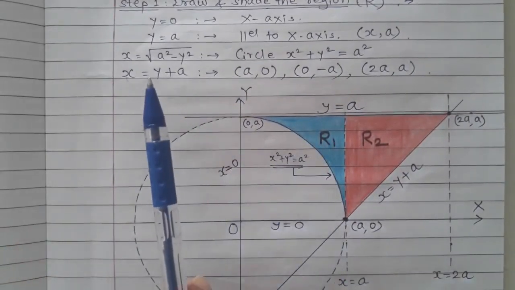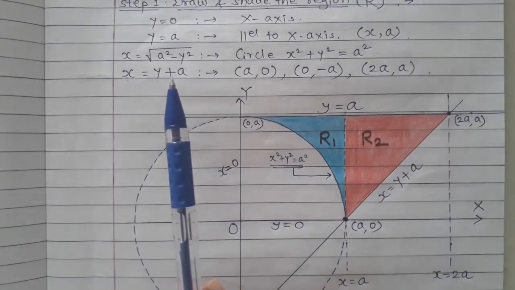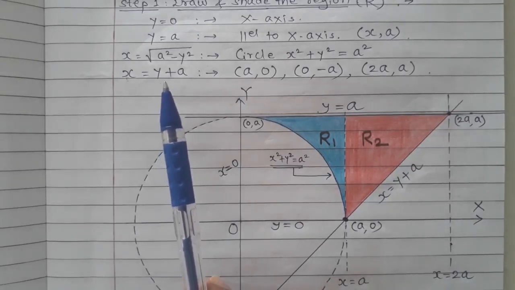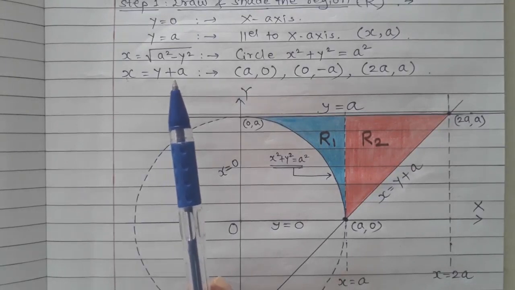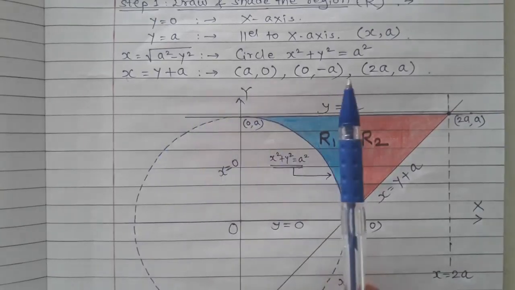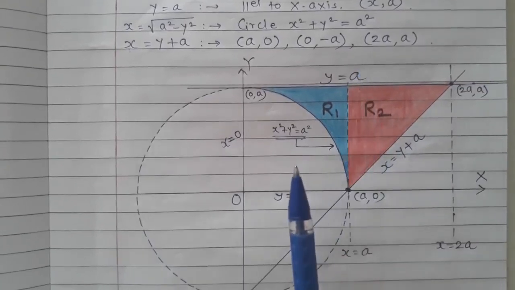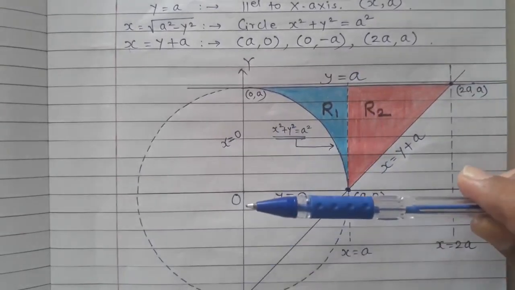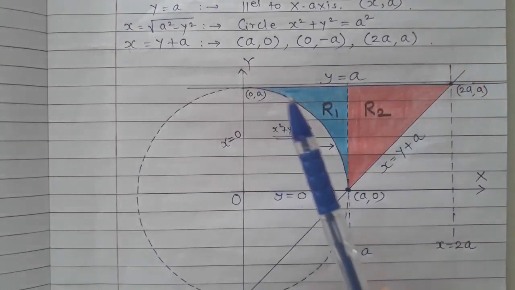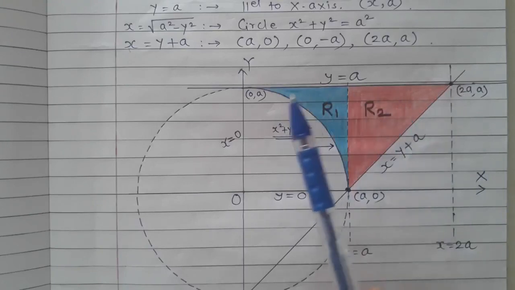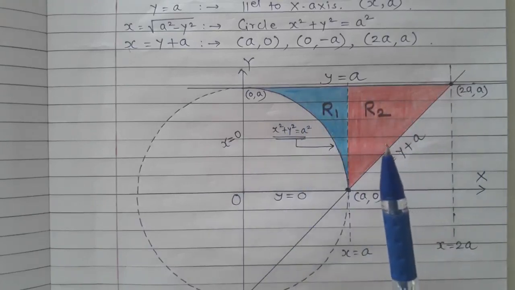And fourth is x equal to y plus a, that is the upper limit of x. So if I put here x equal to 0, then y will be minus a, and if x is a, then y will be 0, and if x is 2a, then y will be a. So these are some points on it. By the help of the limits given, the shaded region we have here, y is from 0 to a, and x is from the boundary x square plus y square equal to a square to x equal to y plus a. So the colored region is actually the region given.